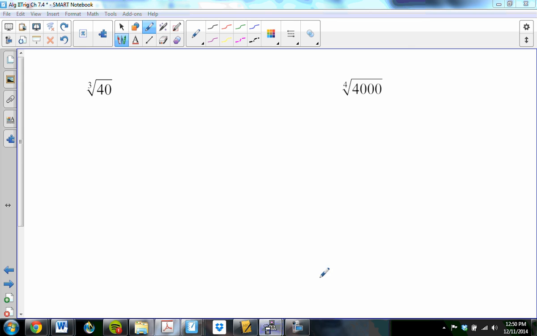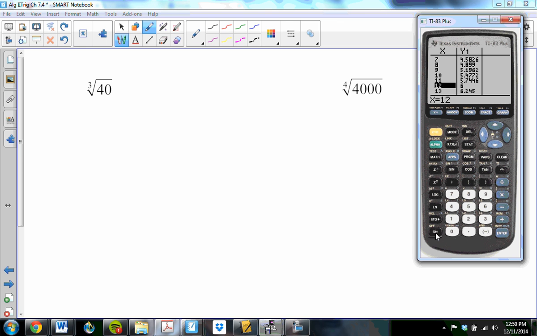To do a third root on your calculator, one way to do this, if I press this math button, which is right here, the fourth option is third root. So I can do a third root of 40. We're going to do the third root of 40, so I press the math button. Don't press second, ignore that. Just press the math button. The third root of 40 is 3.42.